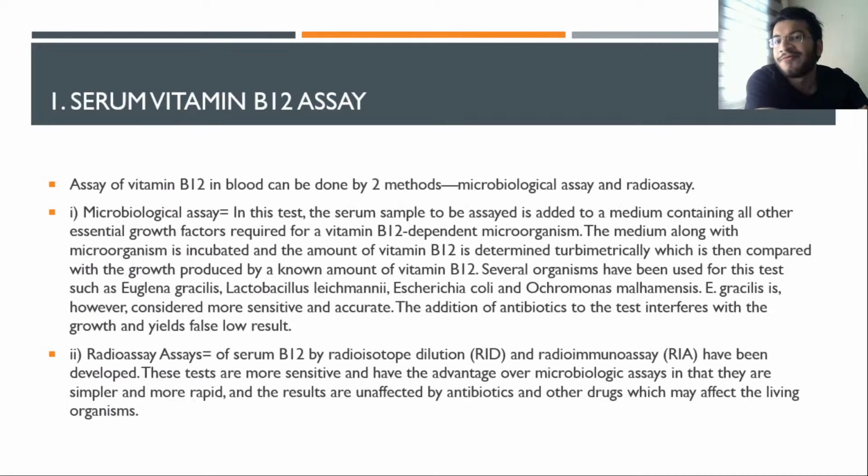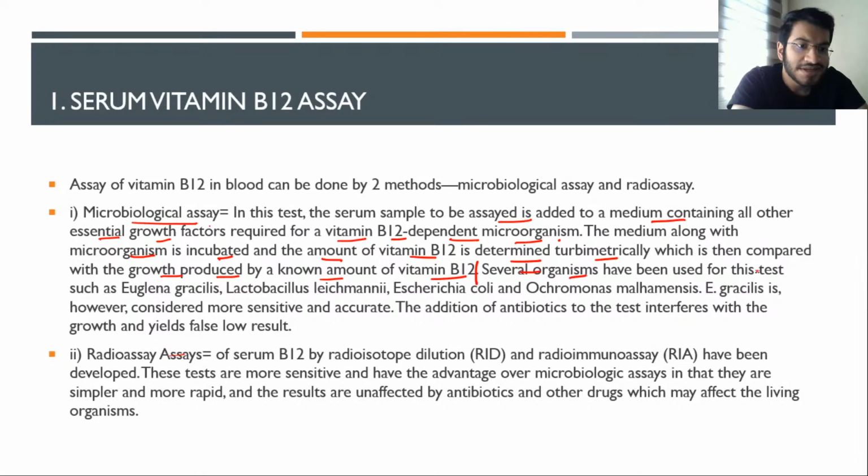Now vitamin B12 assay. So microbiological assay and radio assay. Microbiological assay: in this test, the serum sample to be assayed is added to a medium containing all other essential growth factors required for vitamin B12 dependent microorganisms. The medium along with the organisms is incubated and the amount of vitamin B12 is determined turbidimetrically, which is then compared with the growth produced by a known amount of vitamin B12.